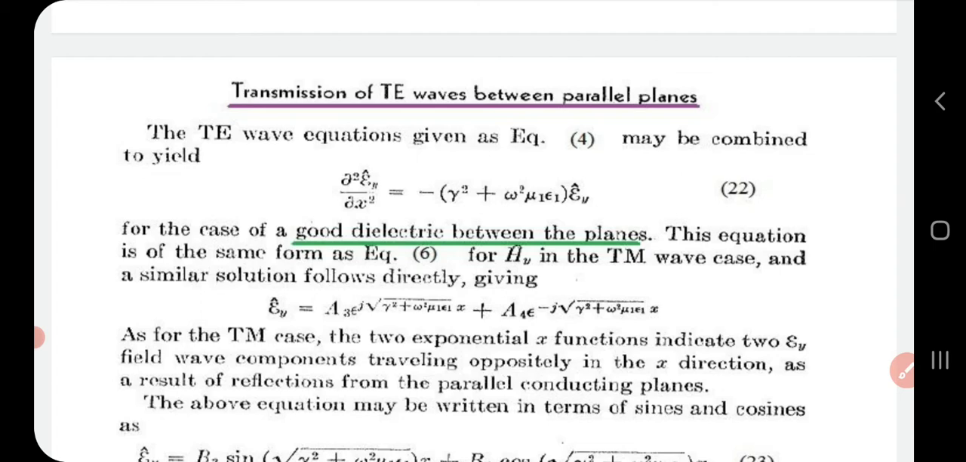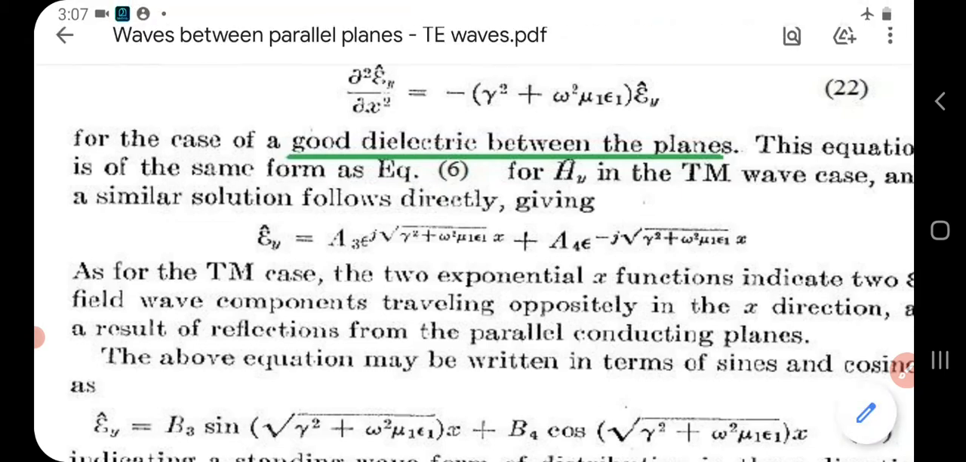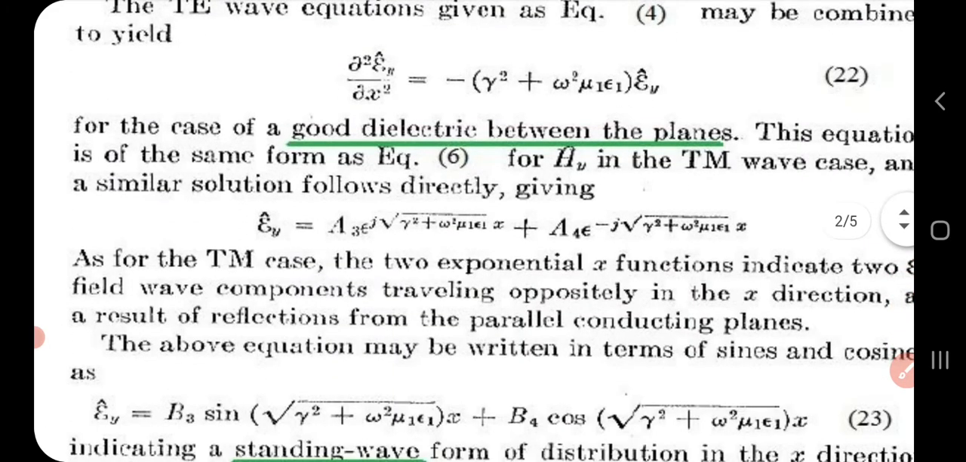This equation is of the same form as equation 6 for the y component of magnetic field in the TM wave case, and the solution for equation 22 is of this form. That is, this solution is somewhat similar to the solution that we obtained in the case of TM wave. Just a slight difference: here we are introducing A3 and A4.